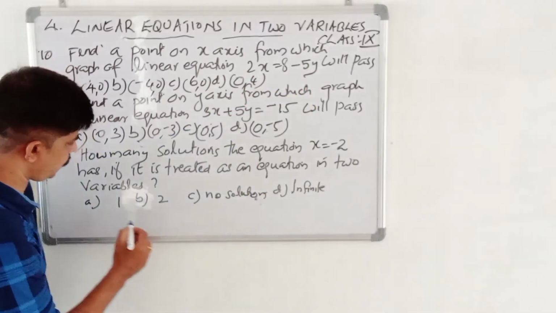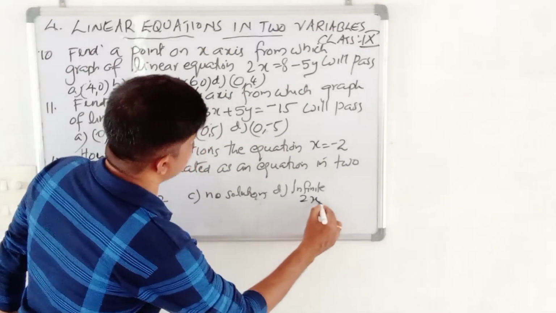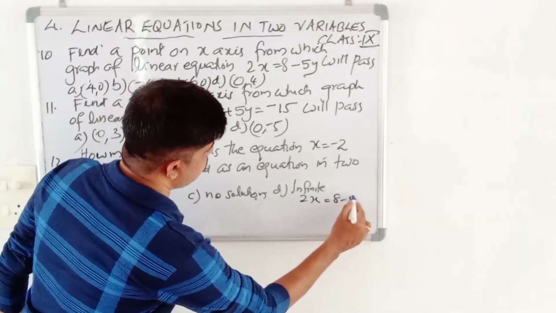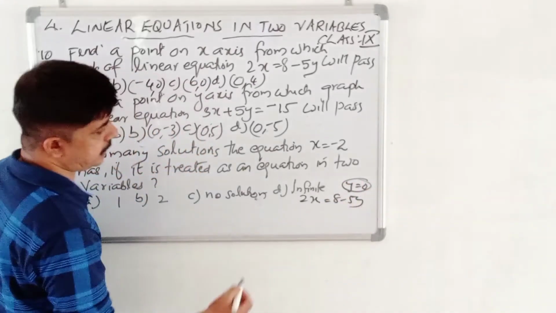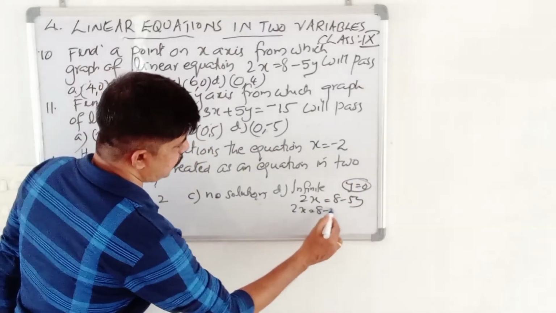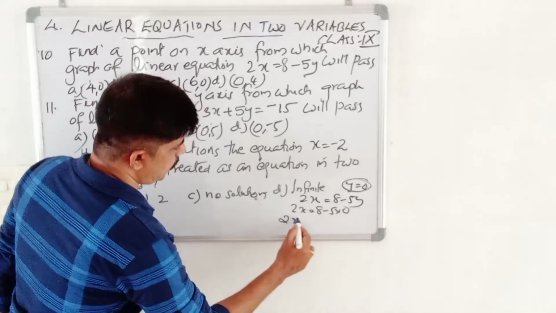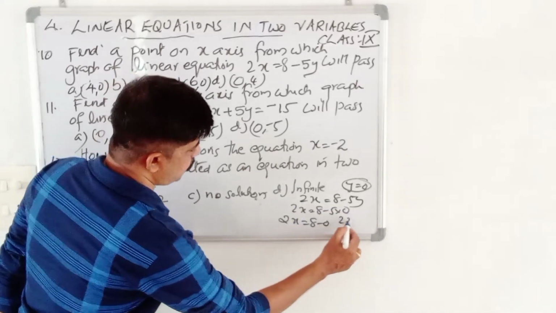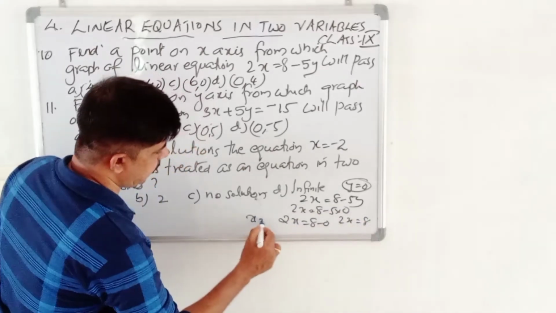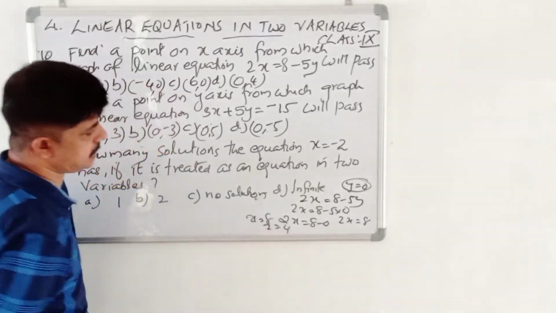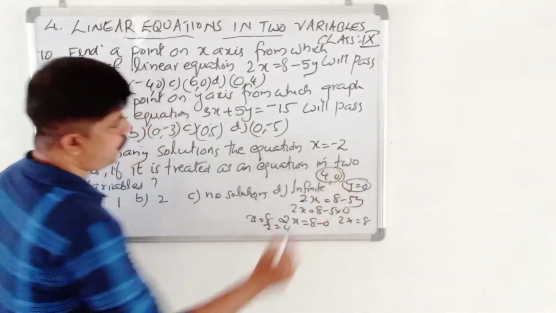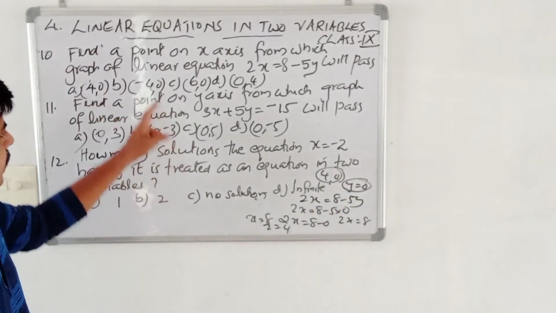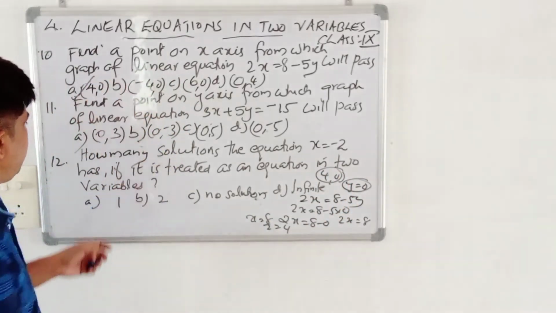Okay, that means 2x is equal to 8 minus 5y. We have to put y value as 0, the y coordinate. Therefore 2x is equal to 8 minus 5 into 0. 2x is equal to 8 minus 0. 2x is equal to 8. Therefore x is equal to 8 by 2, 4. X is equal to 4. Then what will be the point? (4, 0) is the intersecting point. Therefore answer is option A.